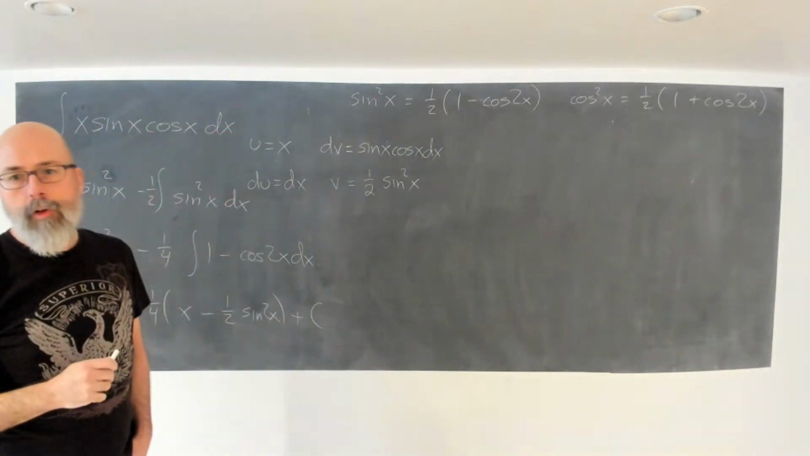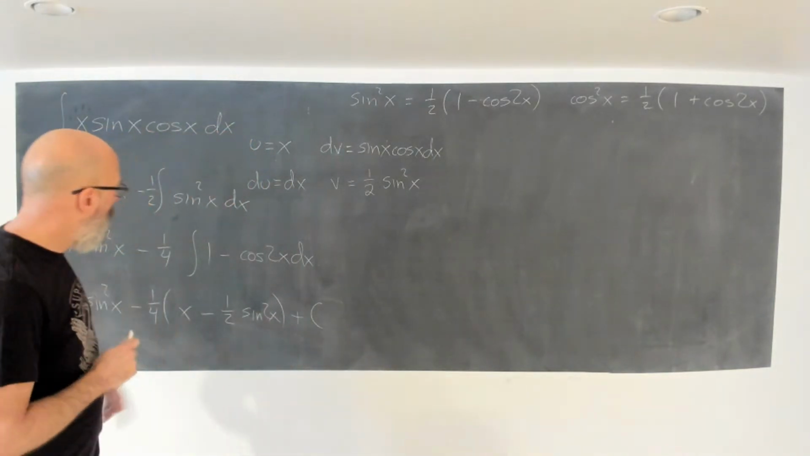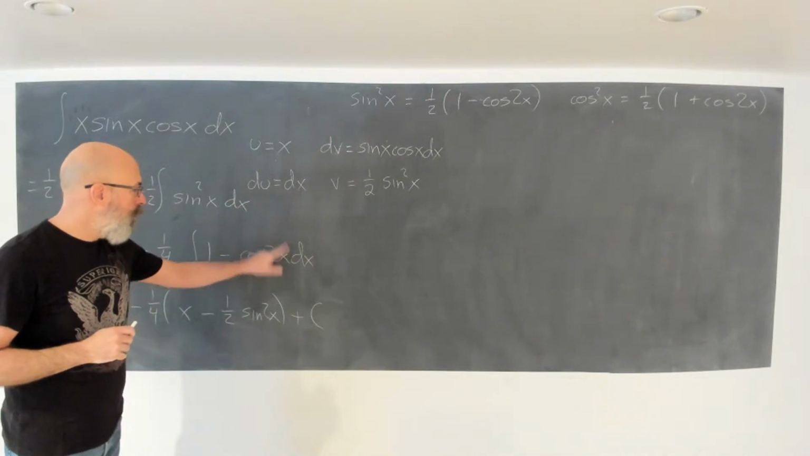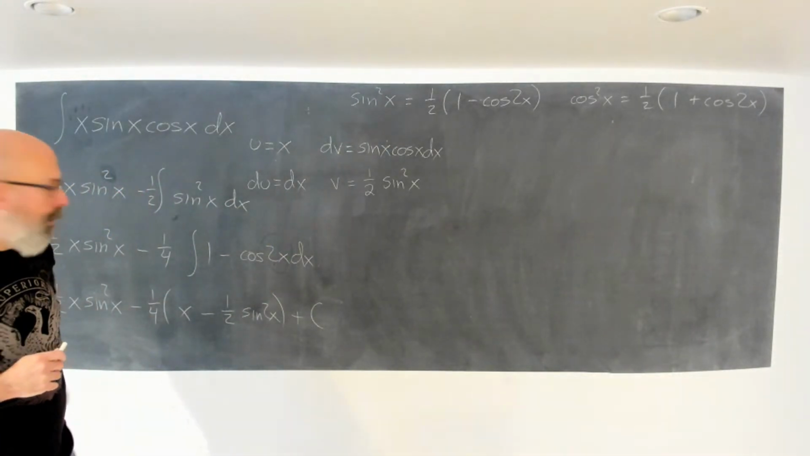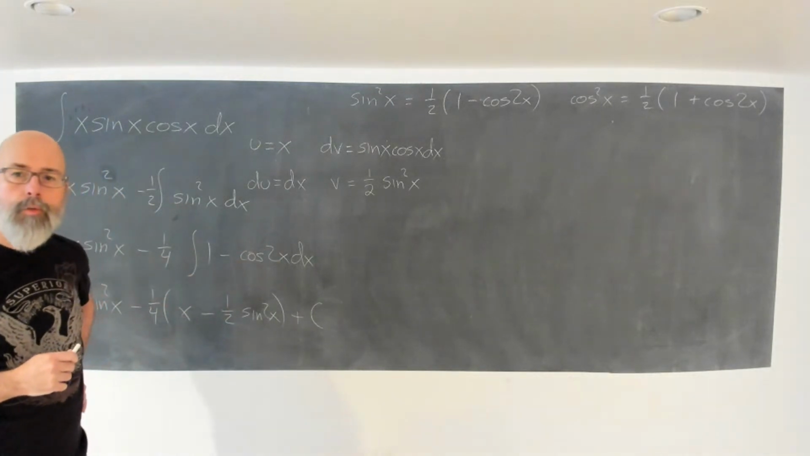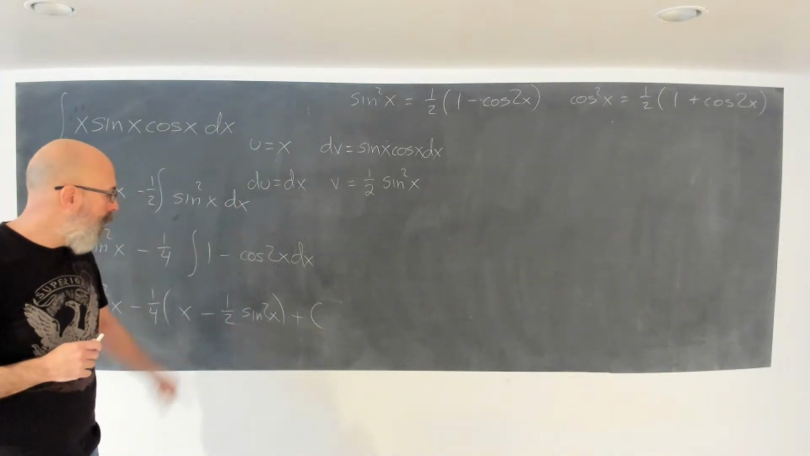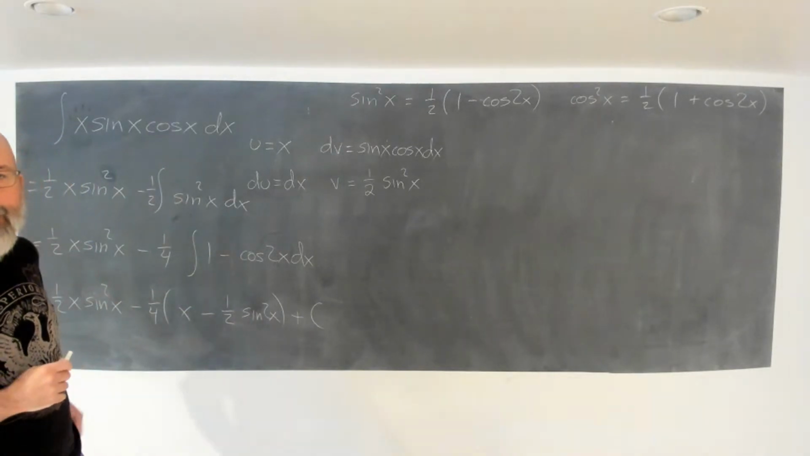How do we do the antiderivative of cosine 2x? Well, you can make a u substitution. u equals 2x. And then you'll just have cosine of u, whose antiderivative is sine u, and you'll have a 1/2 outside.